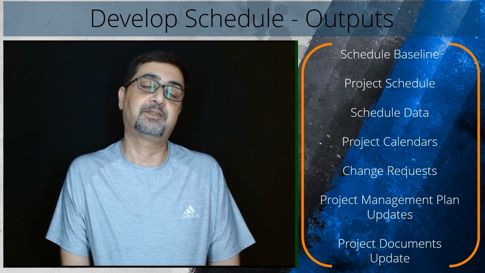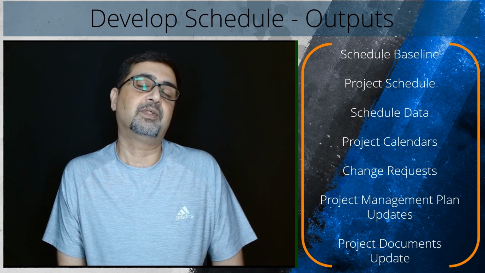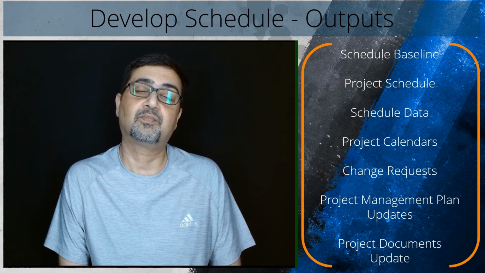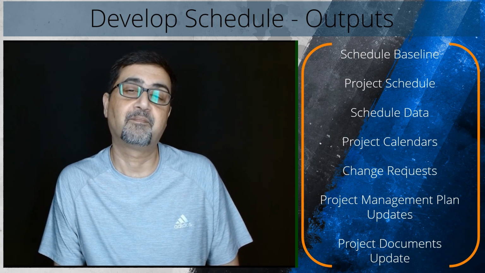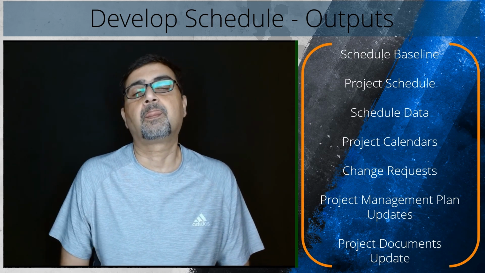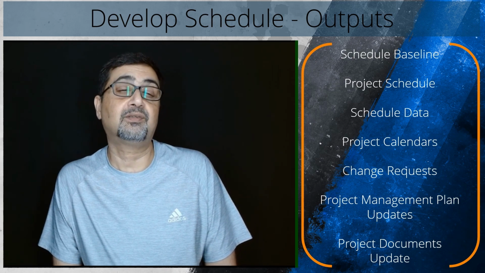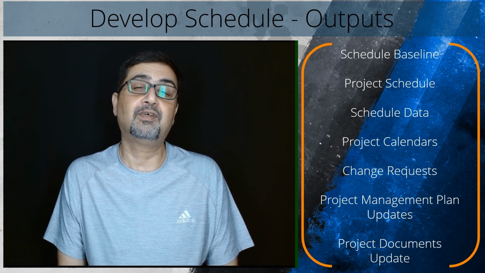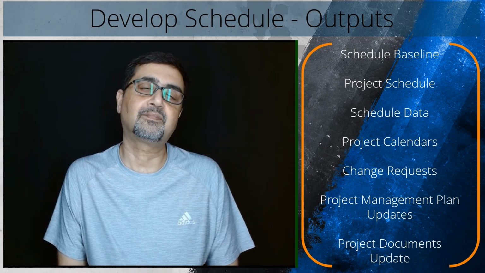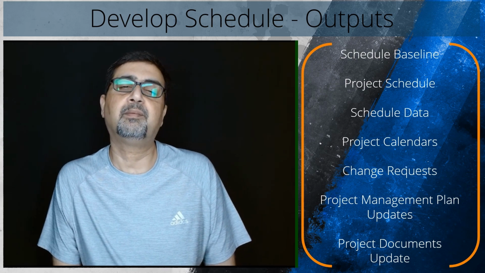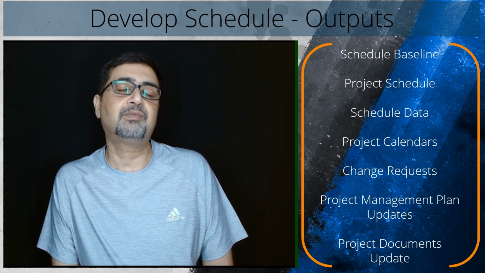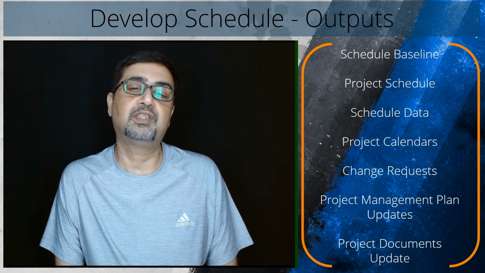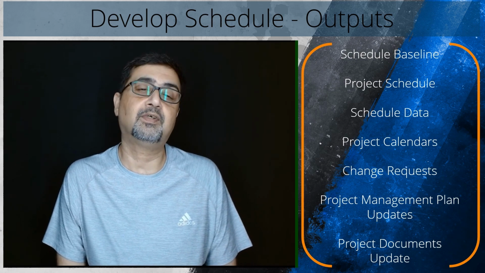Project document updates. Project documents that may be updated as a result of carrying out this process include activity attributes. Activity attributes are updated to include any revised resource requirements and any other revisions generated by the develop schedule process. Assumption log. The assumption log may be updated with changes to assumptions in duration, resource utilization, sequencing, or other information that is revealed as a result of developing the schedule model.